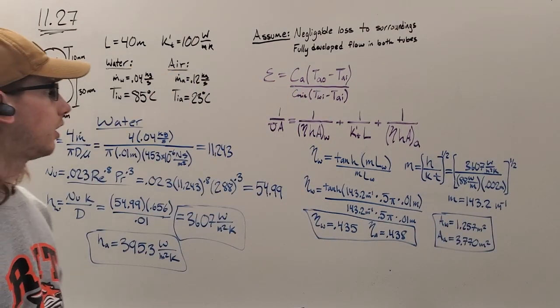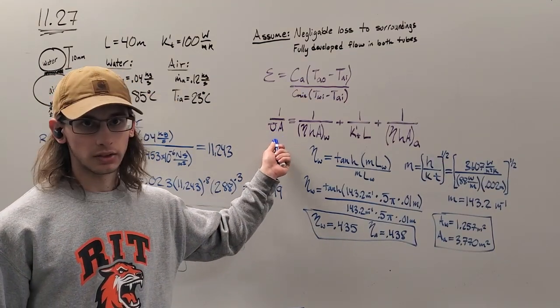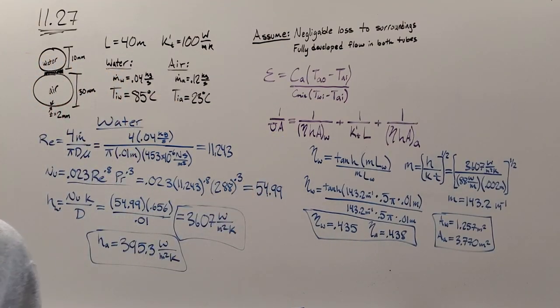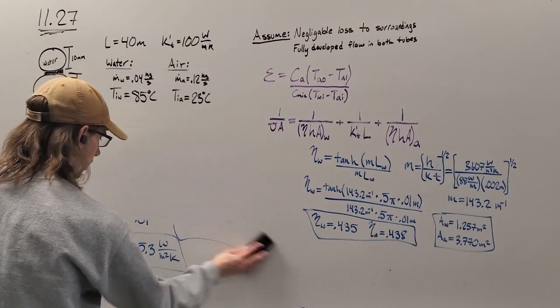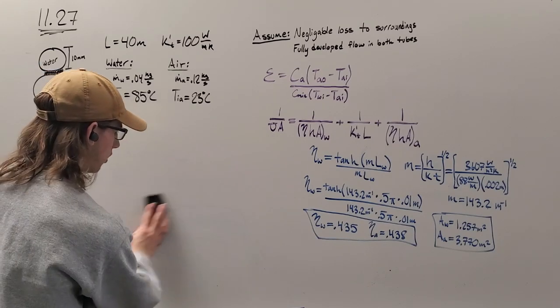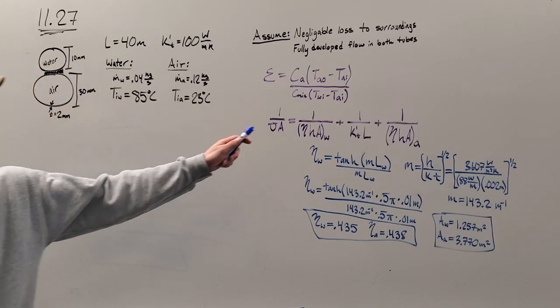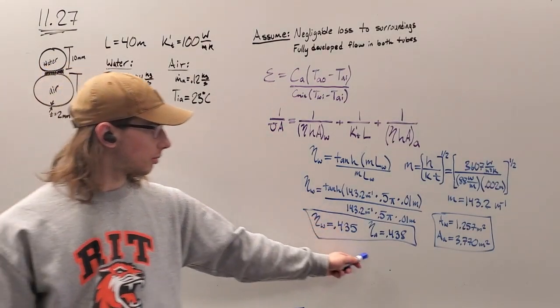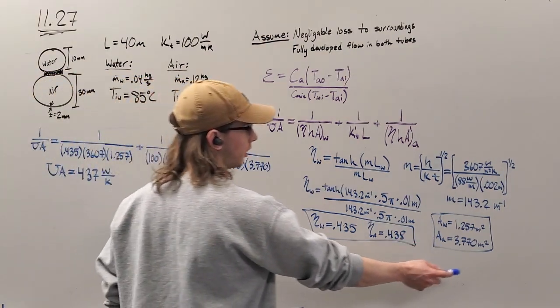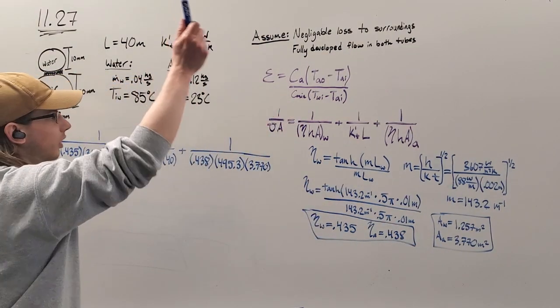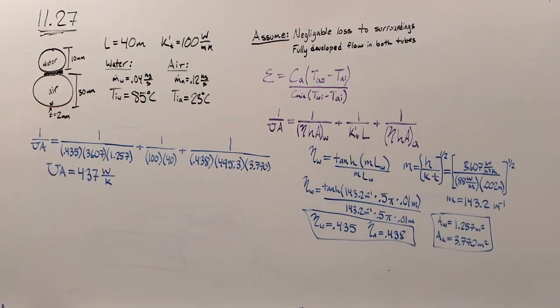Now we have everything that we need to find that heat transfer coefficient. I think since we're running out of space, I'm going to put it right here, get rid of that stuff. Let's take that equation and plug in some of these numbers and see what we get. Plugging in these numbers and some from up here into this big equation, we end up with this and an overall heat transfer coefficient of 437 watts per Kelvin.